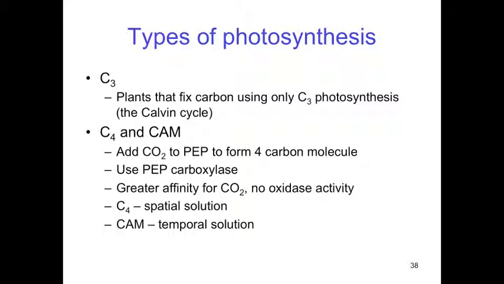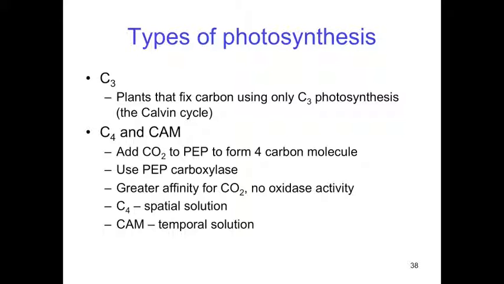You don't need to know that. PEP will be sufficient. But PEP is a 3 carbon molecule, and when we add carbon, it becomes a 4 carbon molecule. The enzyme that fixes carbon to become a 4 carbon molecule is called PEP carboxylase. PEP carboxylase has a much greater affinity to CO2, and thus it doesn't allow any oxidase activity. Basically, it traps the CO2 and holds onto it.